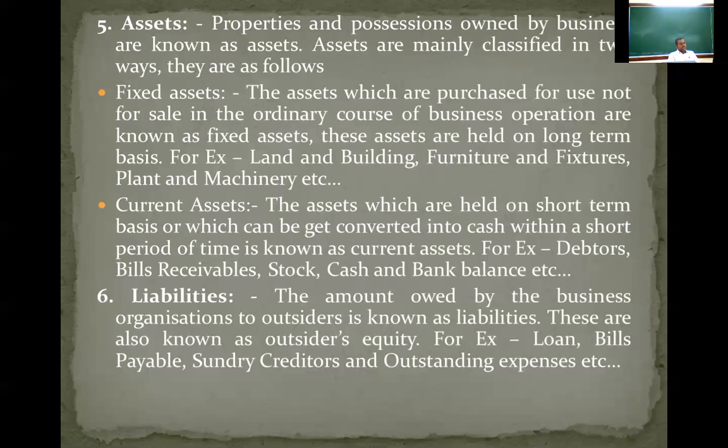In very simple words, the amount owed by the business organization to outsiders is known as a liability. The best examples are loans and outstanding expenditures. You can take the example of outstanding salary. Outstanding salary means we have taken work from employees but have not yet paid them salary. We should pay it and we are going to pay it in future. This kind of obligations are called what? They are called liability.